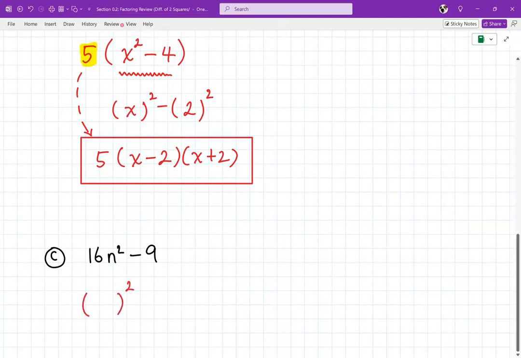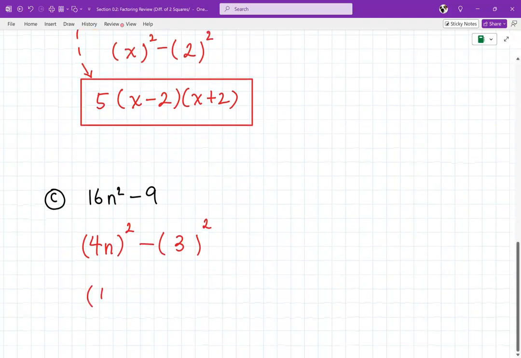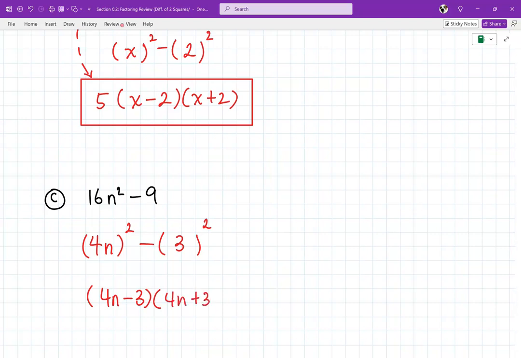So something squared minus something squared. What squared is 9? 3. What squared is 16? Not 8, but I know what you think. 4, right? And what squared is n squared? Just n. So this answer would just be 4n minus 3, 4n plus 2.